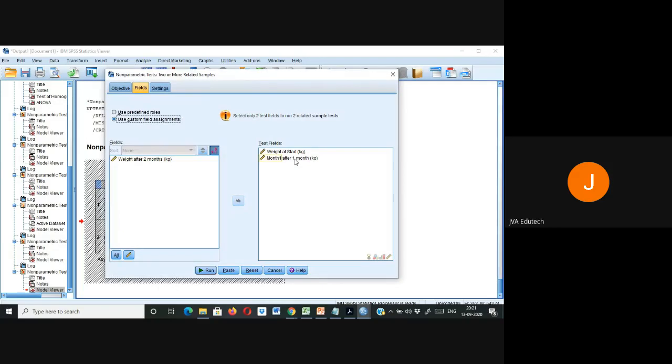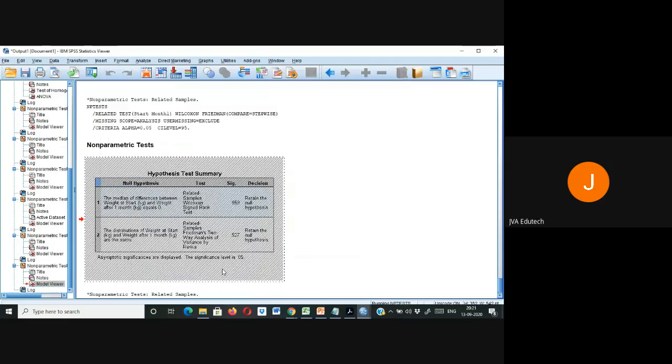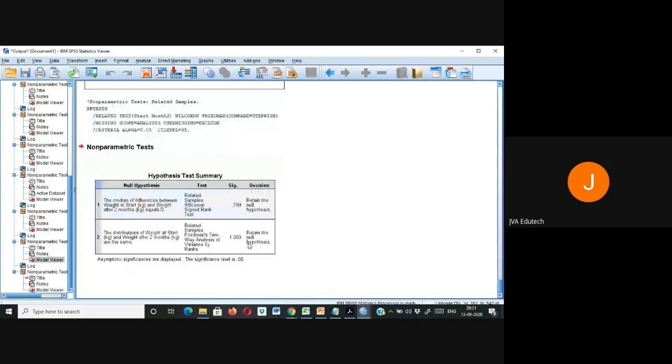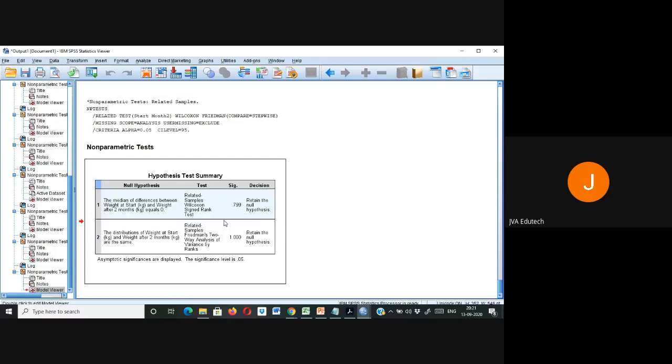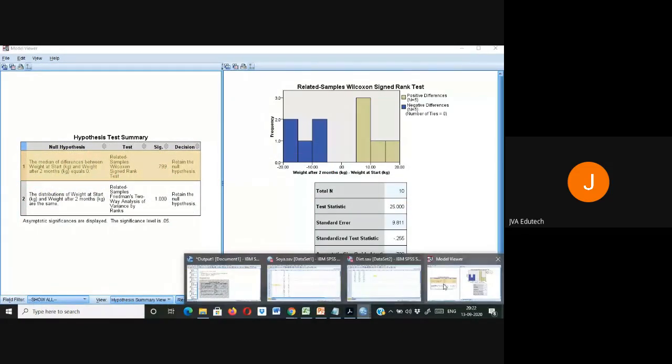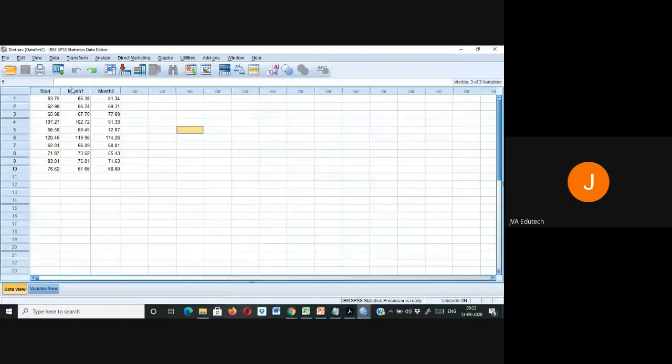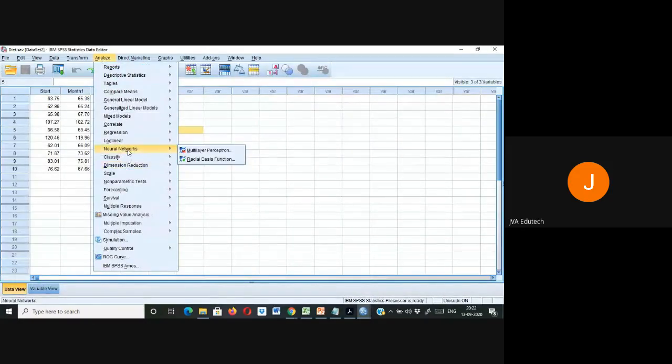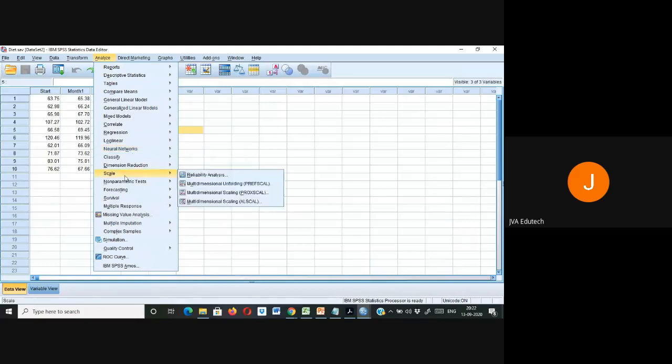Now weight at the start and compare to weight after 2 months. Again run, and now your Z score is 0.255. If you divide it by under root 20, you will get 0.06, which is again very less. And then in the third step, you can calculate again the Z value by comparing weight at 1 month and 2 months.